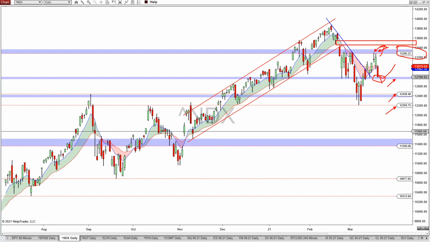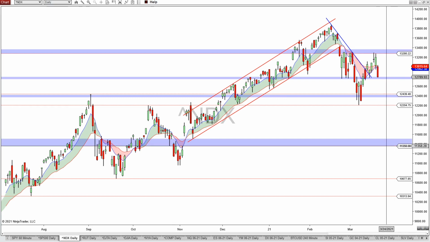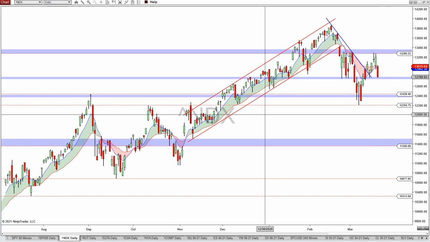And if it moves down, comes back into a backtest maybe, then we'd be looking for the possibility of moving down to 12,439, unless it comes back up and pushes us up. So those are a couple of the scenarios that we'll be keeping an eye out on for tomorrow.